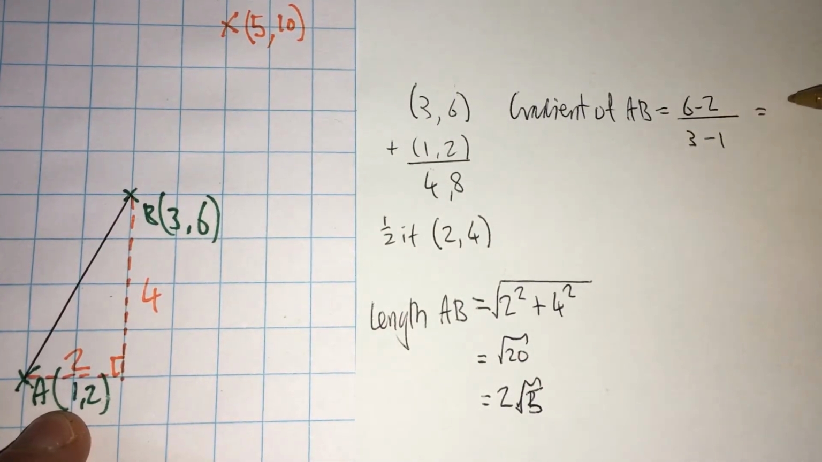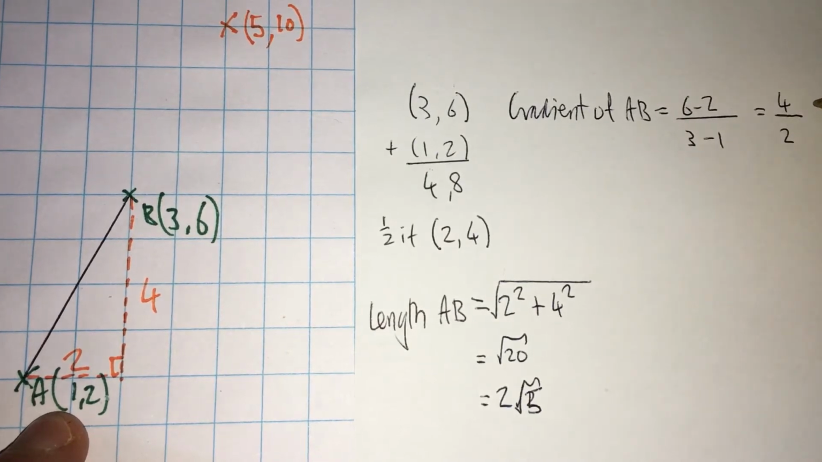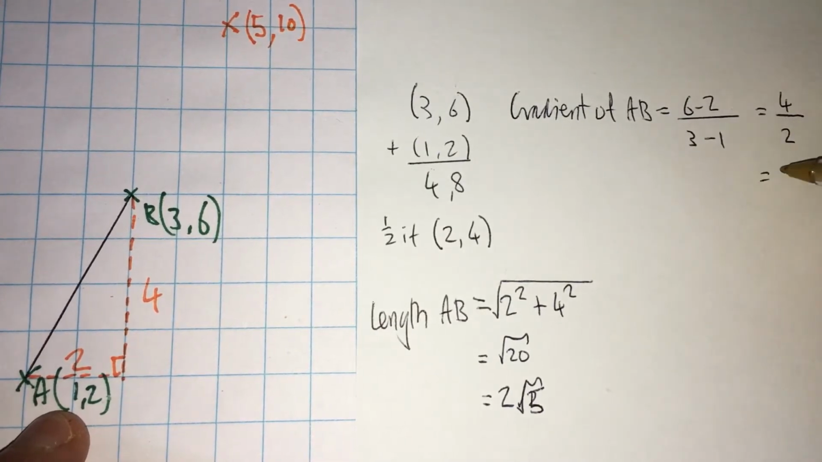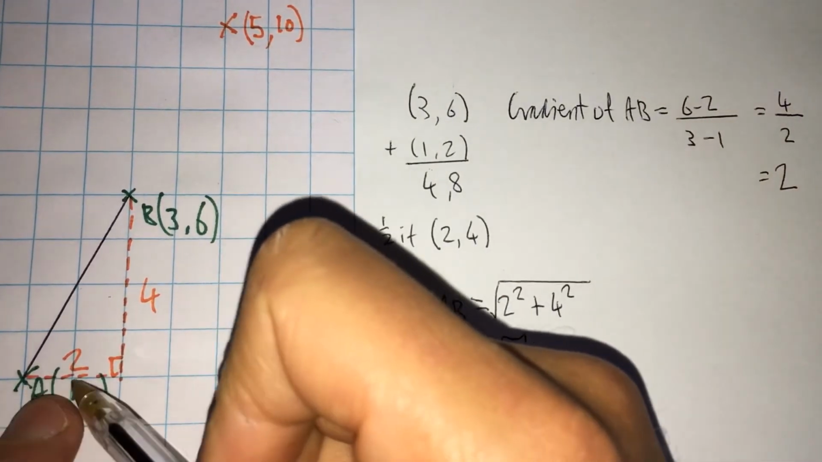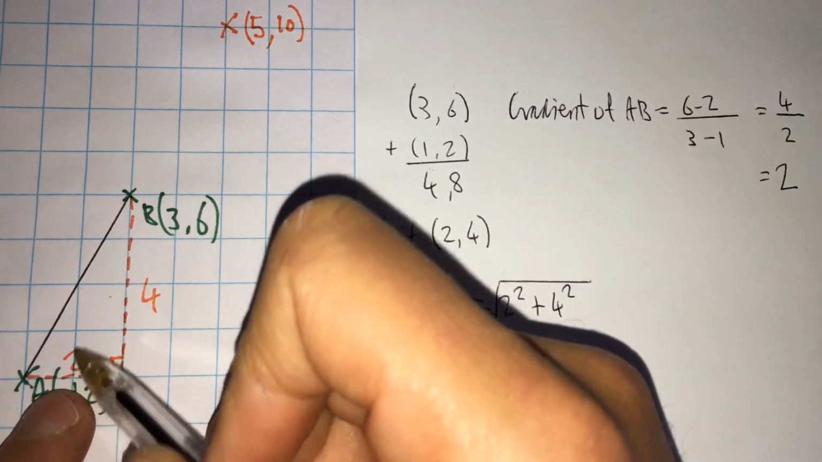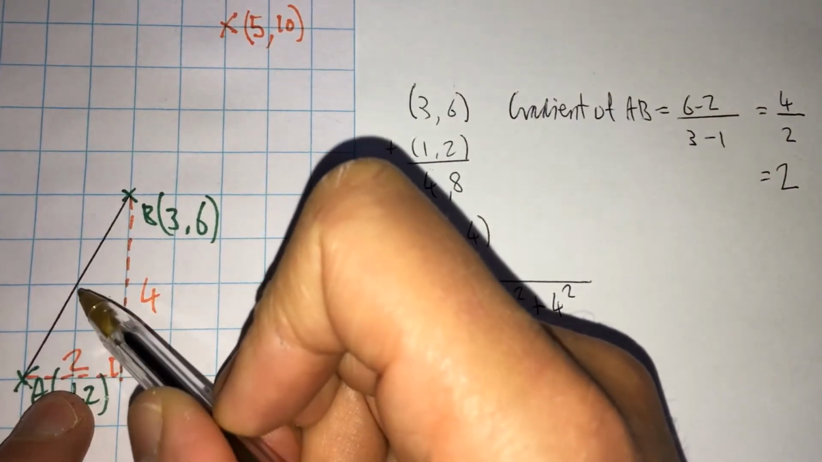So 6 minus 2 is 4, and 3 take away 1 is 2, and 4 over 2 means that our gradient is 2. 4 divided by 2 is 2, and that makes sense. For every 1 unit we go across, we go 2 units up.